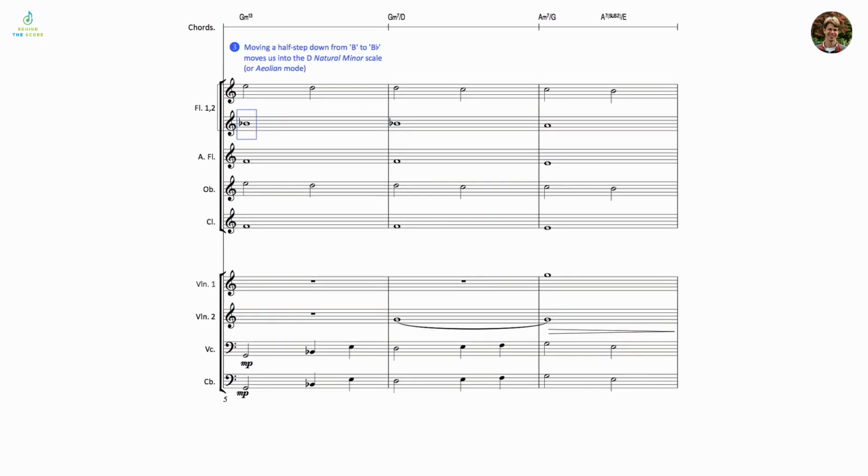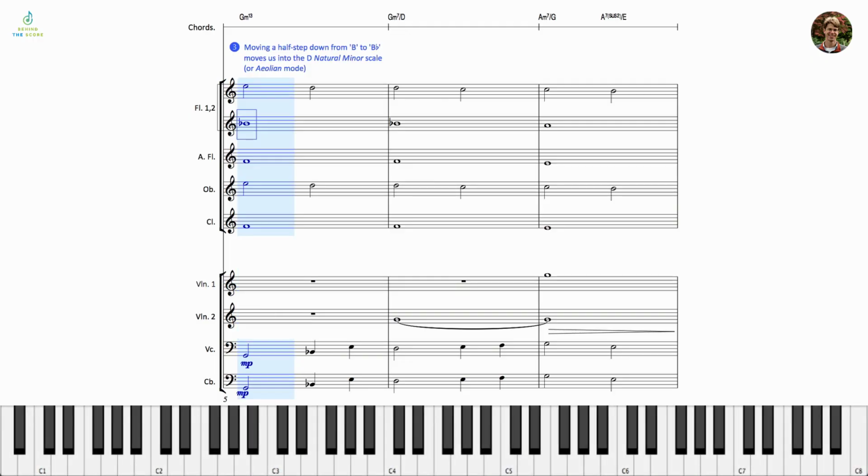Then in measure 5, we get a shift in the harmony. Winds and low strings spell out G minor, G in the bass, B flat in the flute, which is crucial, and then these Fs are like the flat 7th of the chord. And the melody plays E stepping down to D.